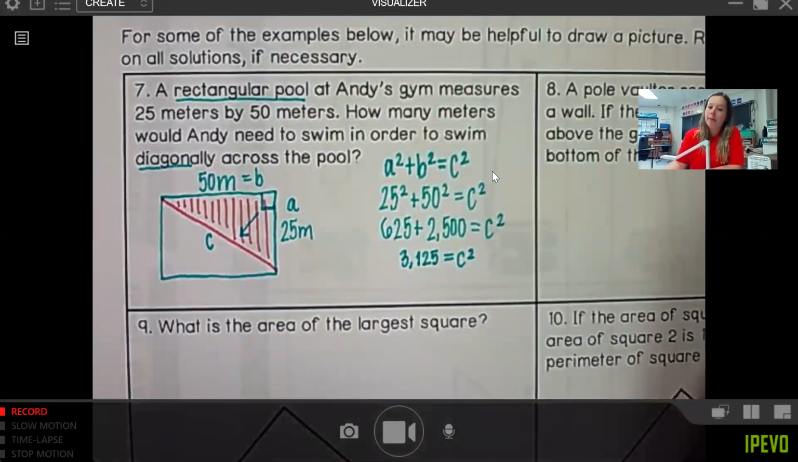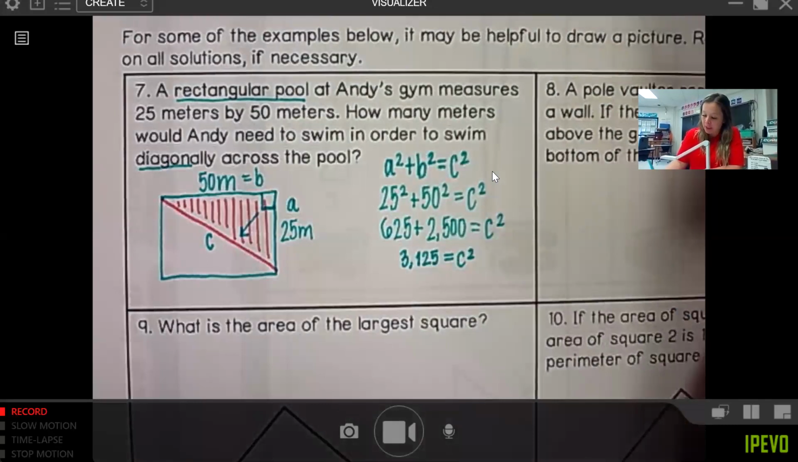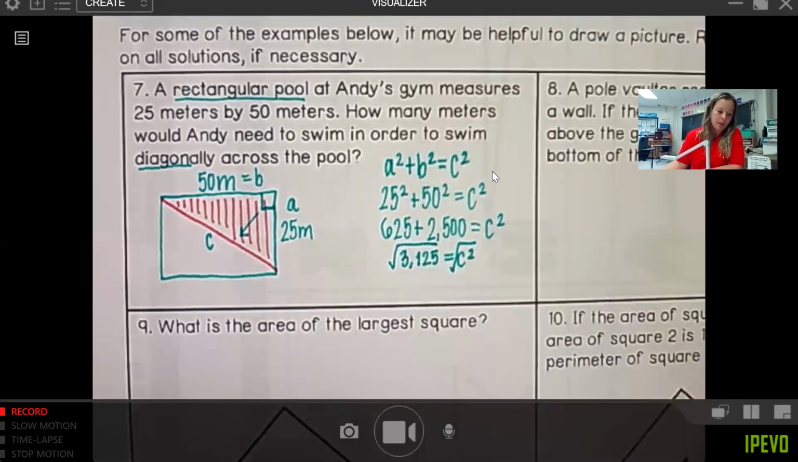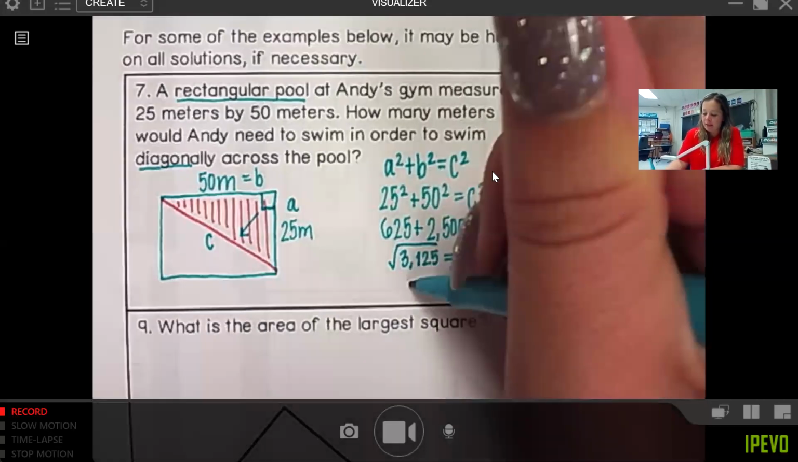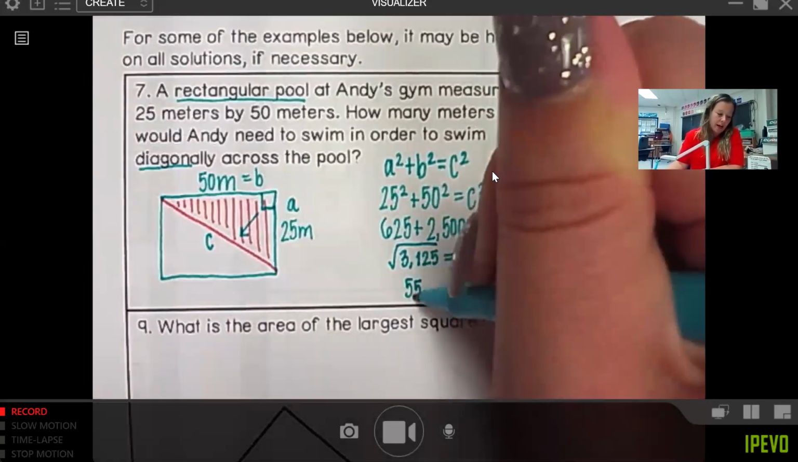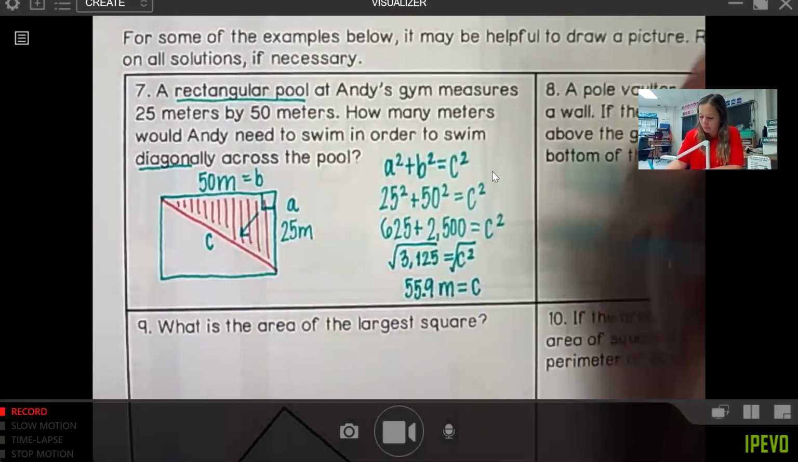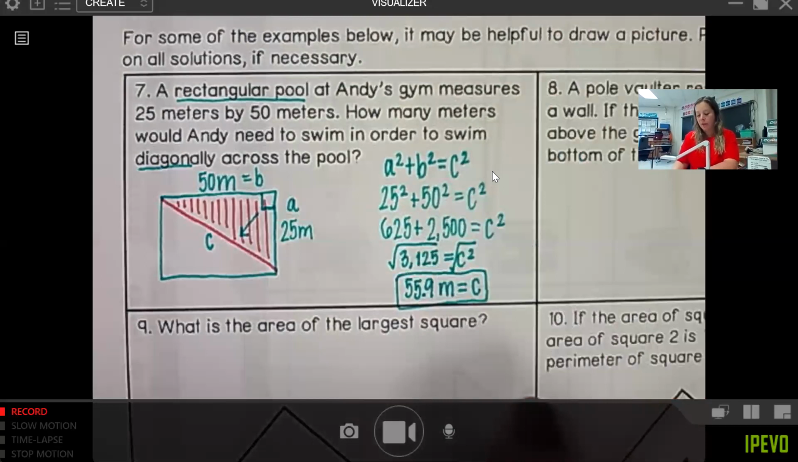The opposite of squaring a number is taking the square root, and we want to know what C is by itself. Whatever I do to one side, I have to do to the other, so I'm going to take the square root of 3,125 as well as the square root of C squared. When I solve, I would know that C, the diagonal across the pool, is 55.9 meters. So if Andy were to swim diagonally across the pool, he would have to swim 55.9 meters.